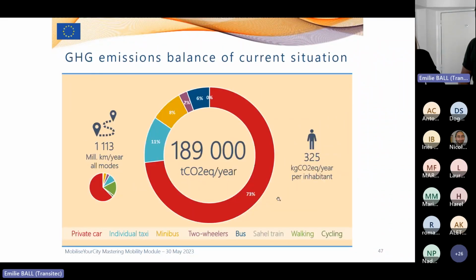So here are the results, for example, of the current situation. You can see that almost 200,000 tons of CO2 equivalent were produced in our 2020 situation. So when you look at the emission produced per person, per habitant, and per year, we are at around 300 kilograms of CO2 emissions. What is interesting to point out as well is that a private car contributes to almost 75% of greenhouse gases emissions, and is also the mode which generates the most important part of kilometers.